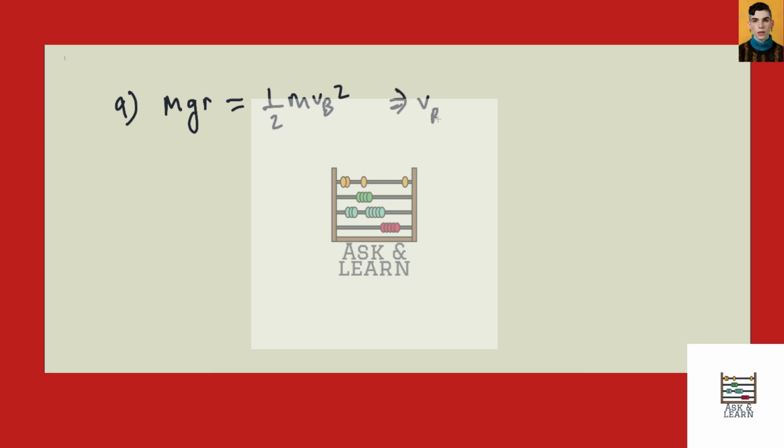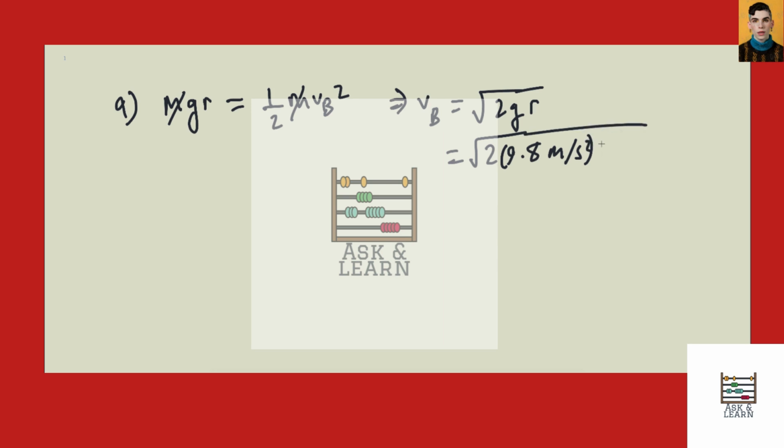And so velocity at B, remembering that the m's cancel out, is the square root of 2g times r. So that's 2 times 9.8 meters per second squared, times r, which is 2 meters. Therefore, velocity at B is 6.26 meters per second.